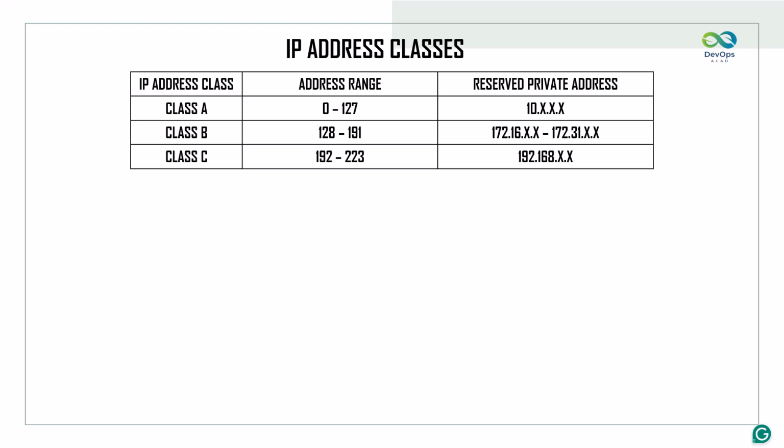So tomorrow, if you see an IP address that is 10.1.10 whatever, two things are clear: number one, this address is a class A address, and number two, this address is a private IP address.